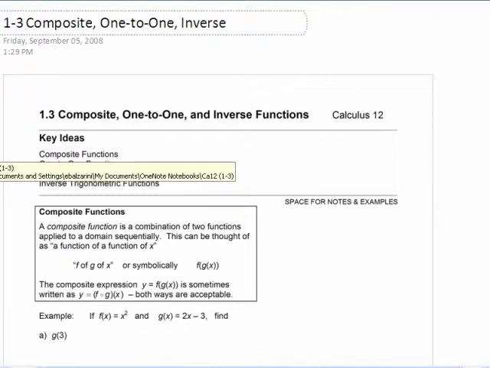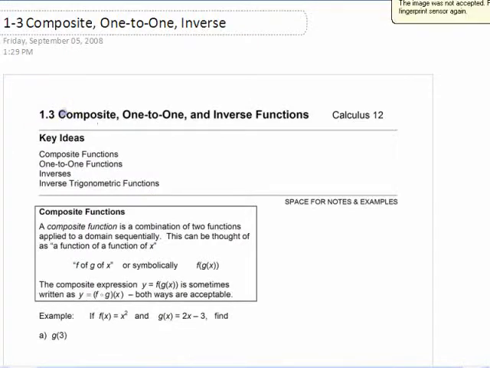Another couple new concepts, I guess, or review concepts, depending on what you know. Composition of functions, one-to-one functions, inverse functions, and then we'll talk about inverse trig functions as well. Some of you I know are taking Math 12 concurrently, so certainly the trig functions might be new to you, unless you've taken that course before.